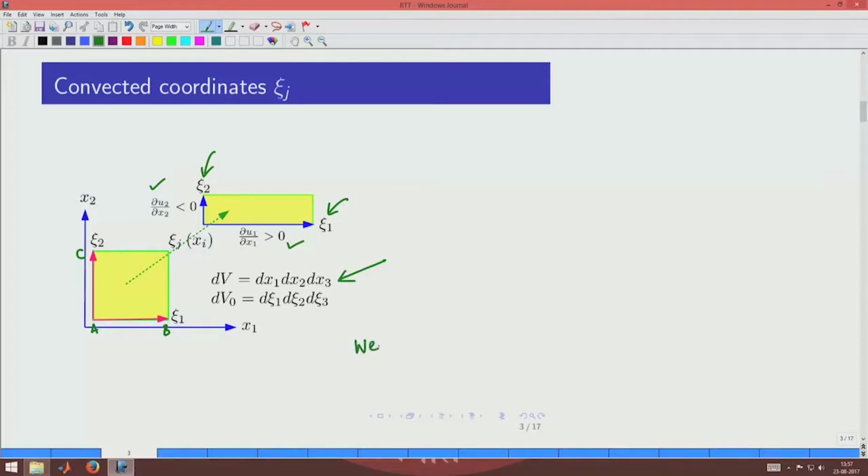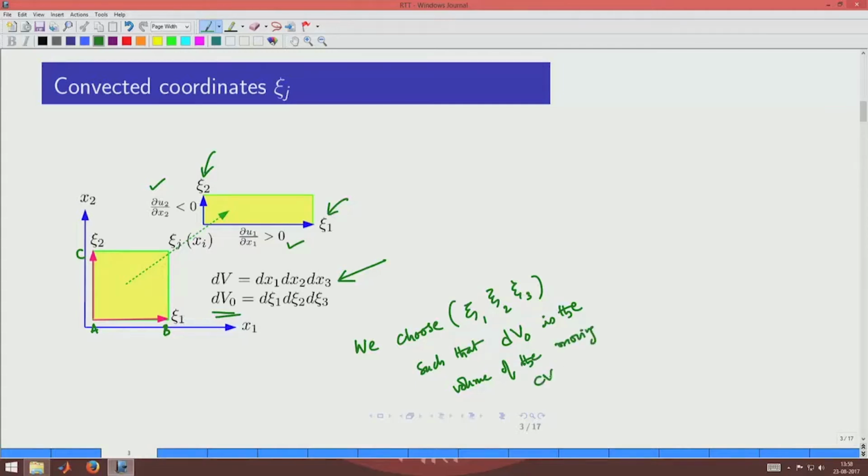Okay, so I stress we choose the coordinate systems psi1, psi2, psi3 such that the volume of the element in the new coordinate system, the convected coordinate system, will be constant, and it will be the same as the initial volume. Okay. So dV naught is the volume of the moving element, the moving CV.